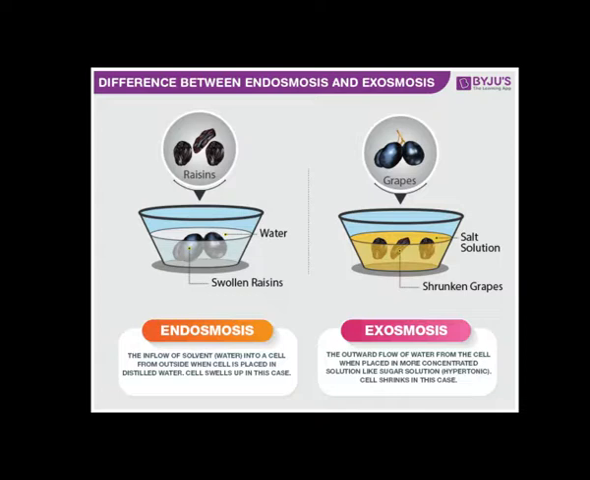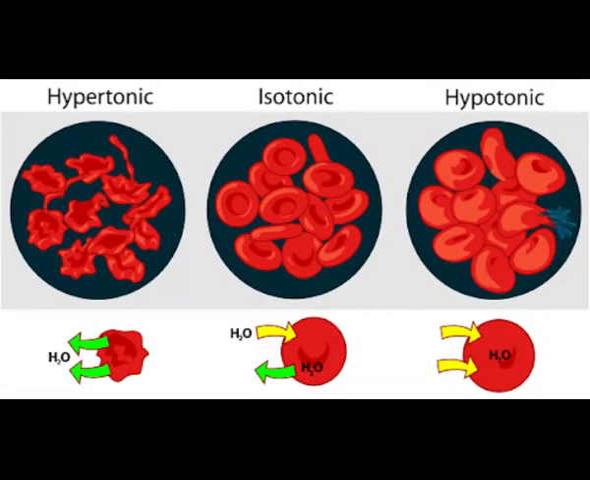So, take an example. If a cell is kept in a hypotonic solution, hypo means the surrounding solution is less concentrated, that is, with low solute concentration and low osmotic pressure, it will gain water from the surrounding medium and tend to swell up. But a cell placed in a hypertonic solution, hyper meaning the surrounding solution has more concentration, will give out water to the surrounding medium and tend to shrink.